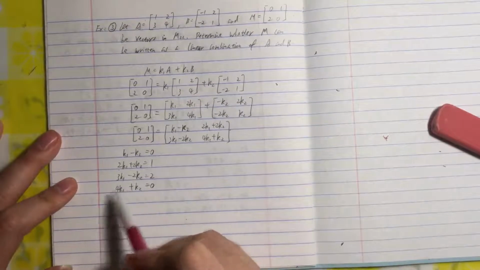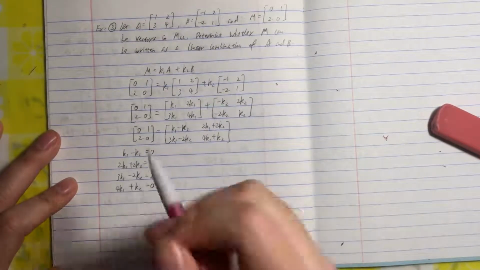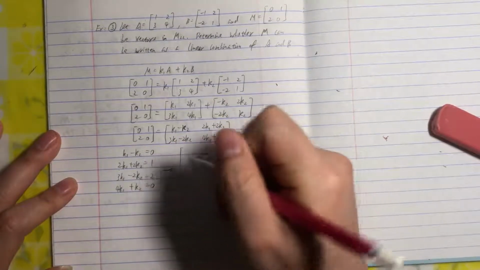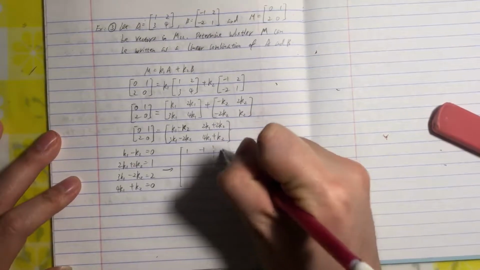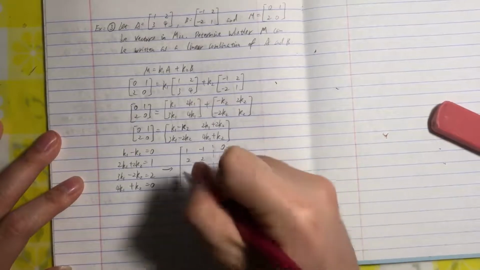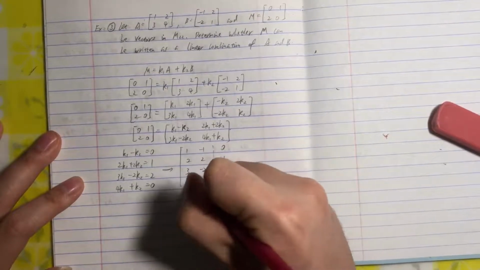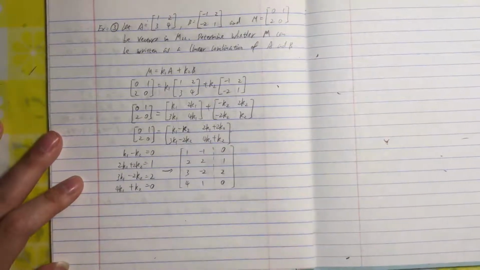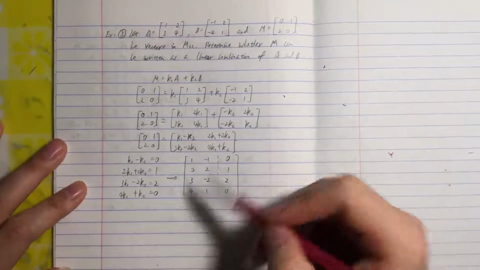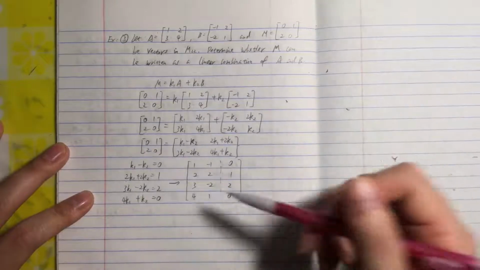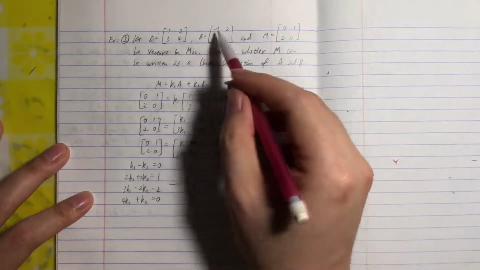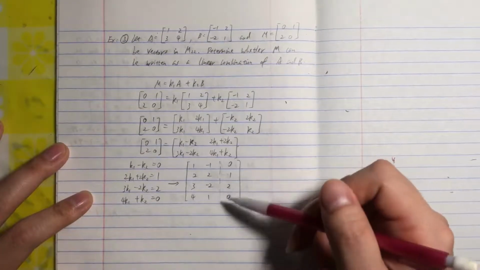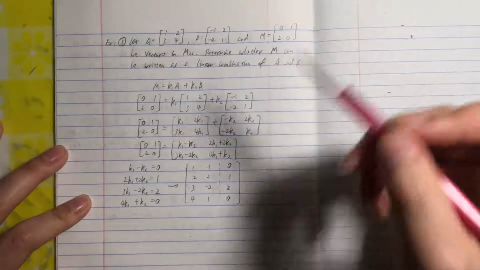Then we can write this system of linear equations as an augmented matrix, which is 1, -1, 0, 2, 2, 1, 3, -2, 2, 4, 1, 0. If we observe this matrix, we can see that the first column is the entries in matrix A, 1, 2, 3, 4. The second column is the entries in matrix B, -1, 2, -2, 1. The third column is the entries in matrix M, 0, 1, 2, 0.